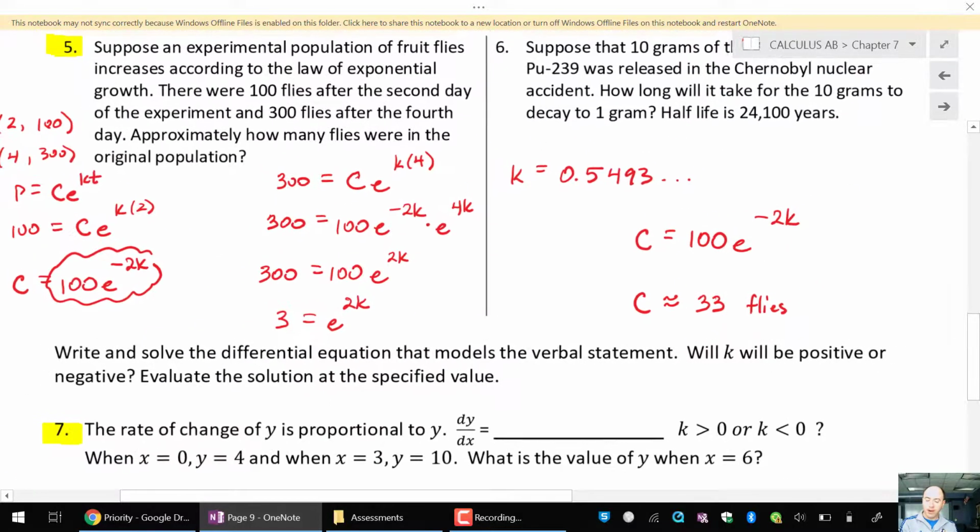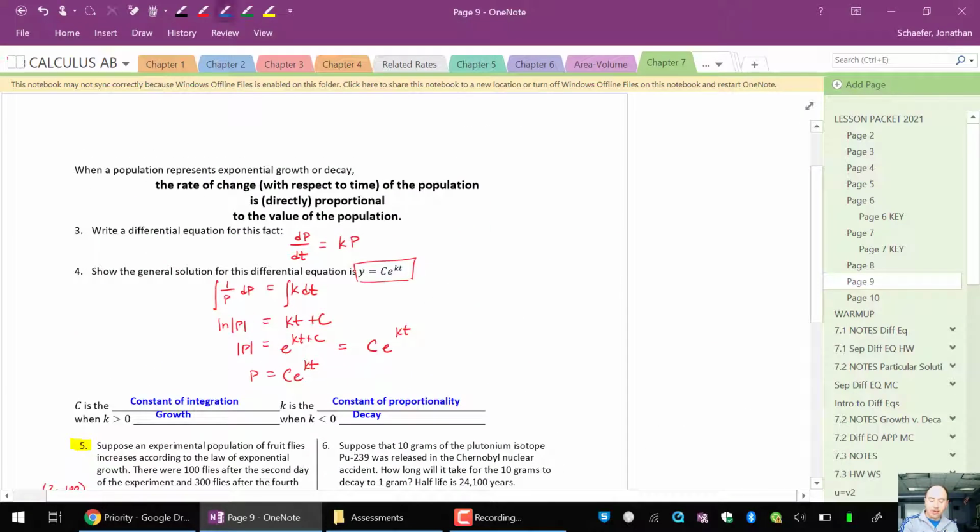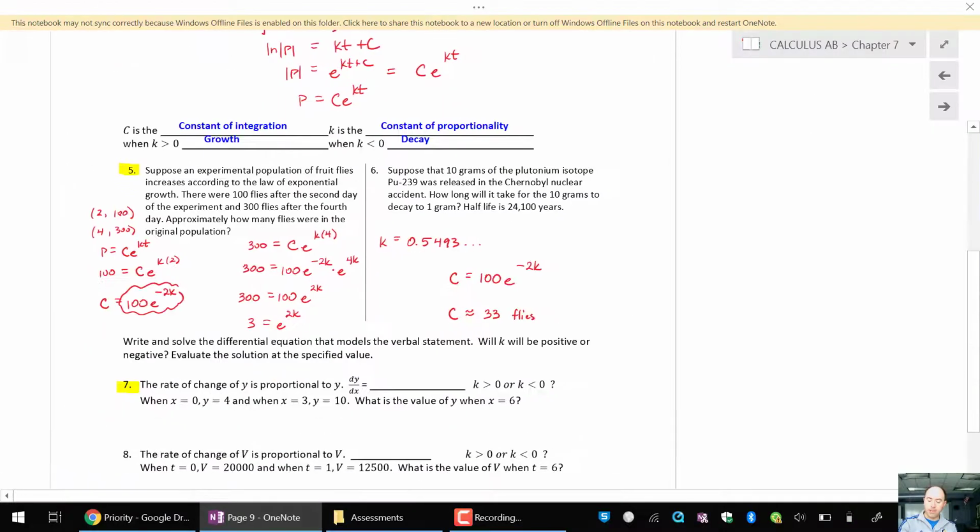So kind of a challenging problem. We have two ordered pairs. They did not give us the initial value when time is 0. That would have been a little bit more straightforward because we would have known the C value right away. In this case, we had to use the two ordered pairs to solve for that missing C value. Now, what's a question that you might see on a multiple choice test or maybe on an FRQ?